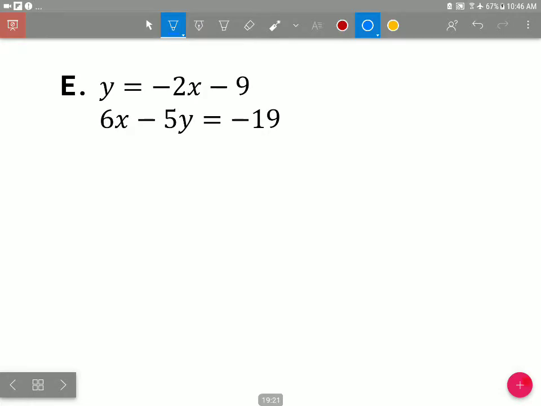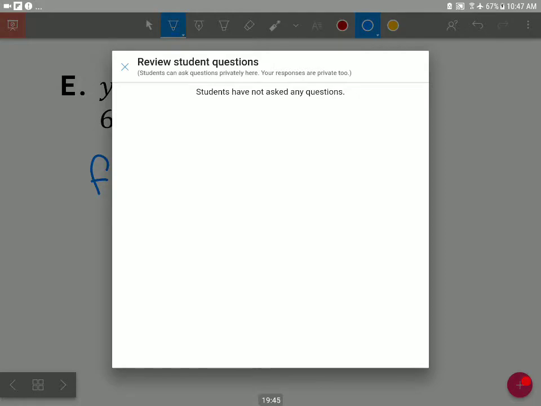Anybody know anything different about this? The top one's been switched around. Do you have to solve for any variable in this one to start off with? No. It's already been solved for you. So just take this and go ahead and plug it in. So you got 6x, not f of x. No, go away.